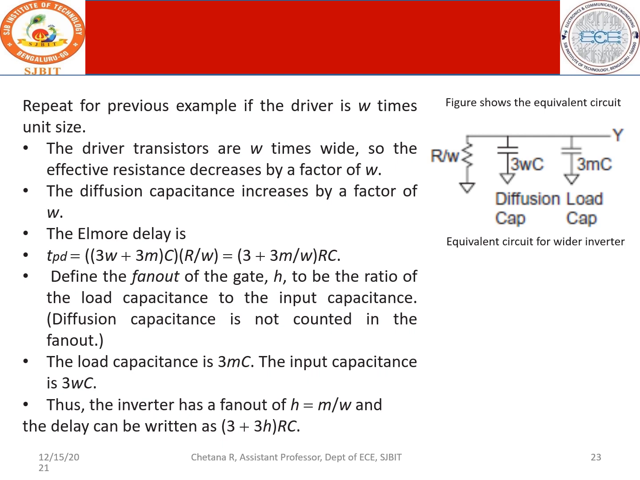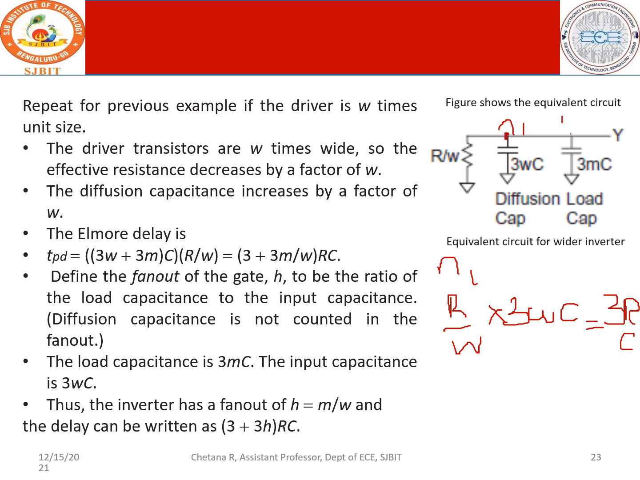So the Elmore delay is calculated. First, the simplified version has been given. If you want, you can have it as R. So R given here is R by W with respect to this particular node, into 3WC, which is equal to 3RC. This is at node 1.